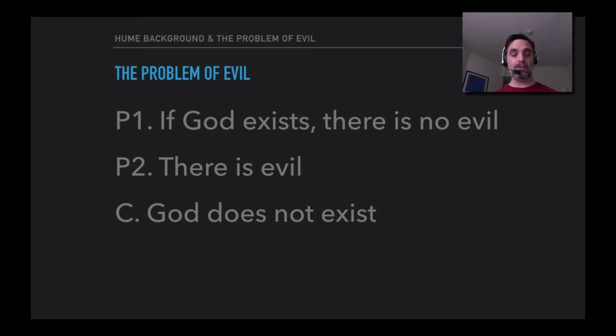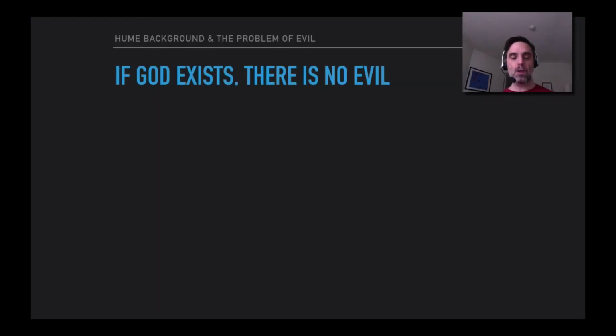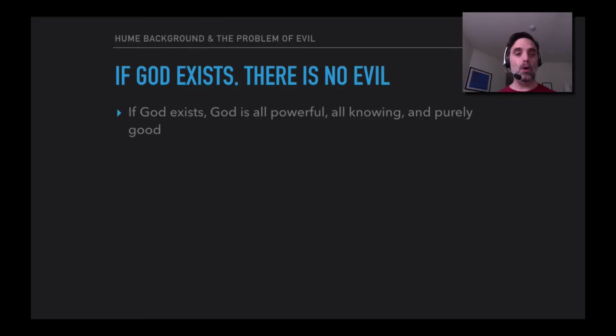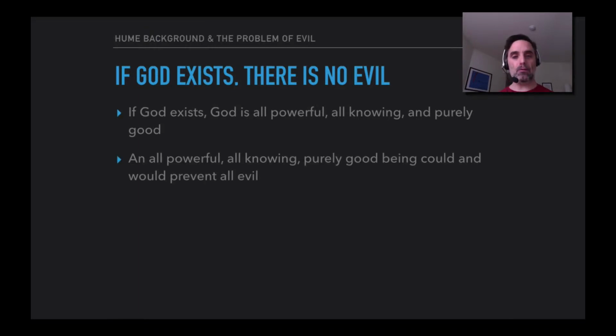What about the first premise? If God exists, there is no evil. There's also some reason to believe that the first premise is true. Why? Well, if God exists, then God is all-powerful, all-knowing, and purely good. That's at least according to the conception of God that we're working with. Well, suppose there is an all-powerful, all-knowing, and purely good being. What would it act like?